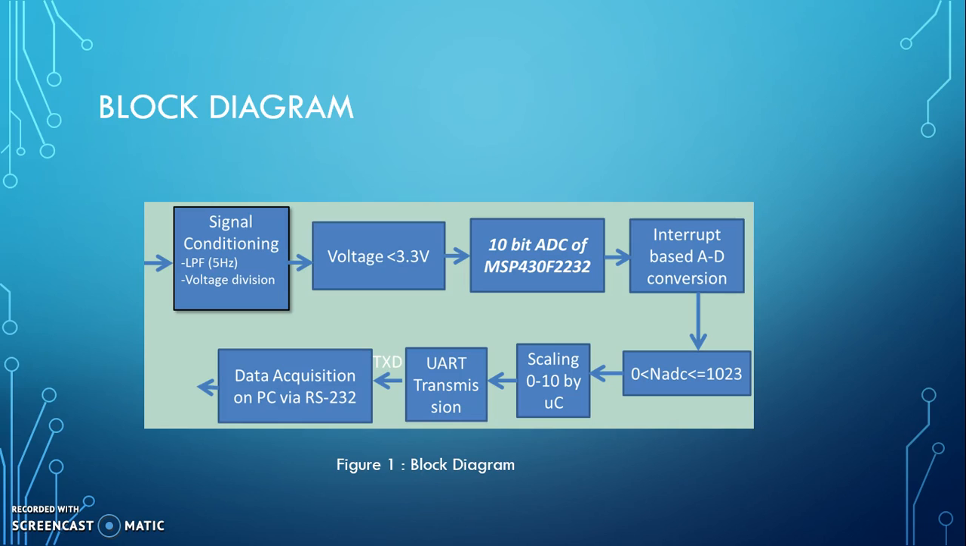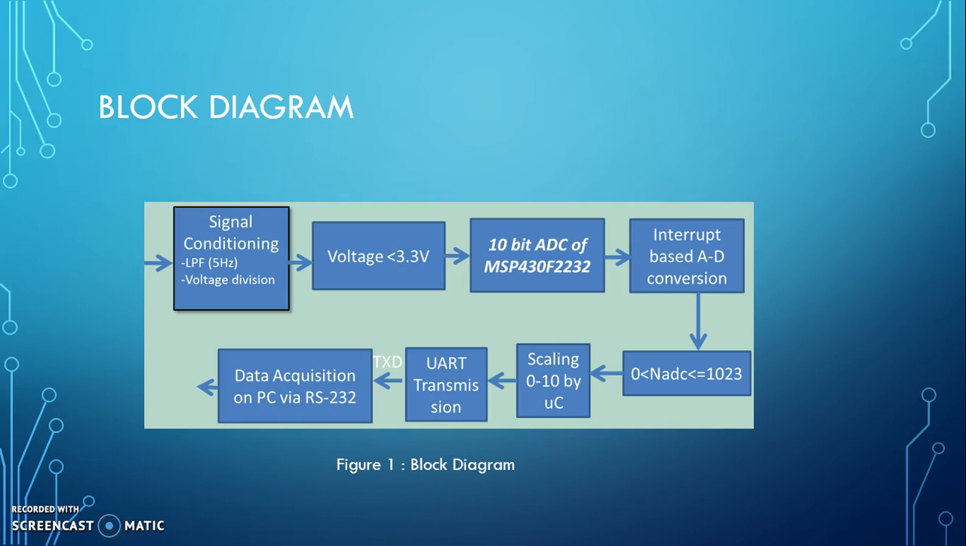In order to walk you through my project briefly, I plan to use this block diagram. At first, the raw signal will be conditioned using LPF of 5 Hz cutoff frequency and converted to an analog signal within 3.3 volts so that the ADC of resolution 10-bit of the microcontroller can convert the analog signal to digital.